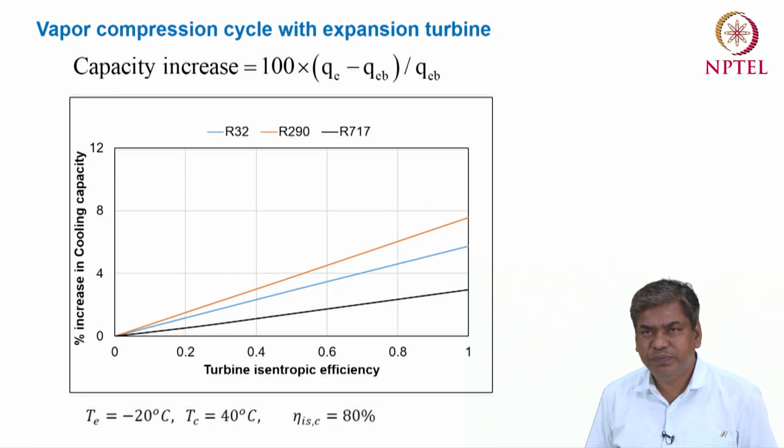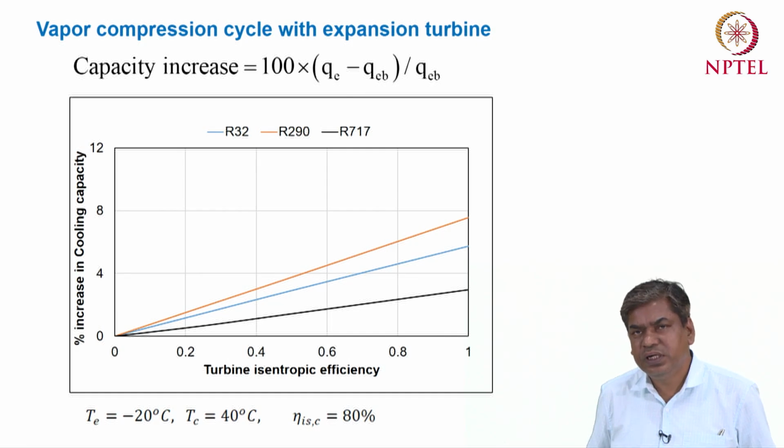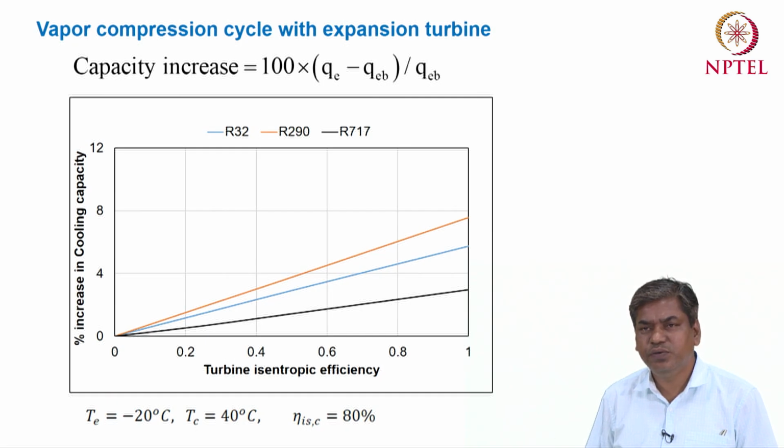But for the different refrigerants, the variation with respect to the isentropic efficiency can be defined. So, considering these three refrigerants, we can easily see that R290, that means propane, can give the highest cooling capacity increase by using the expansion turbine, and this data is plotted for an evaporator temperature of minus 20 degrees centigrade, a condenser temperature of 40 degrees centigrade, and an isentropic efficiency of the compressor of 80%.